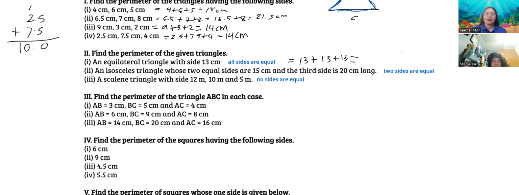Okay, great. Now, let's proceed to an isosceles triangle. Again, if the triangle is categorized as an isosceles triangle, it means that two of its sides are equal. So, according to this one, an isosceles triangle whose two sides are 15 centimeters and the third side is 20 centimeters long, we need to get the perimeter of it. And how do we solve that?